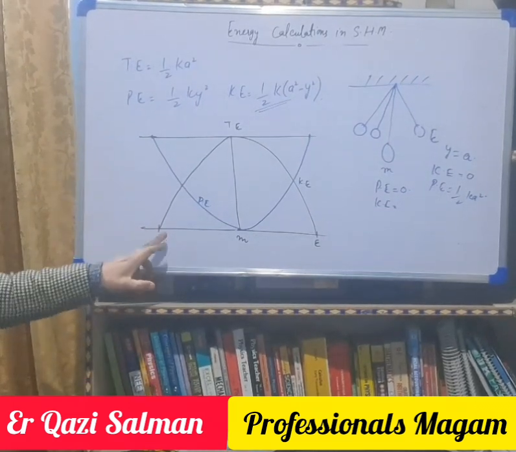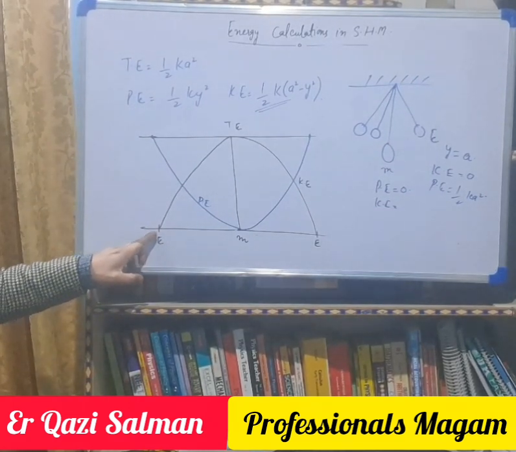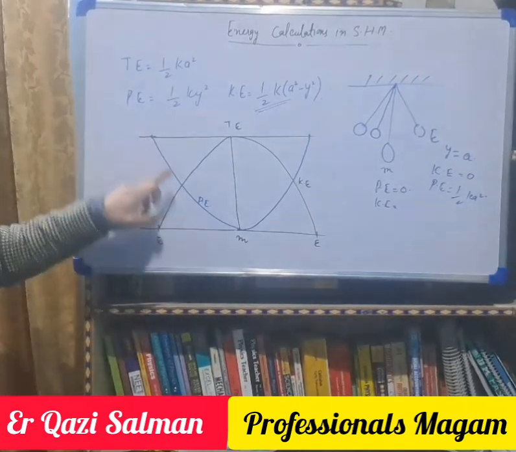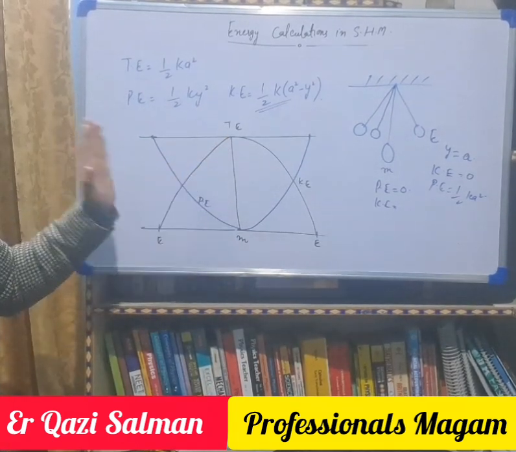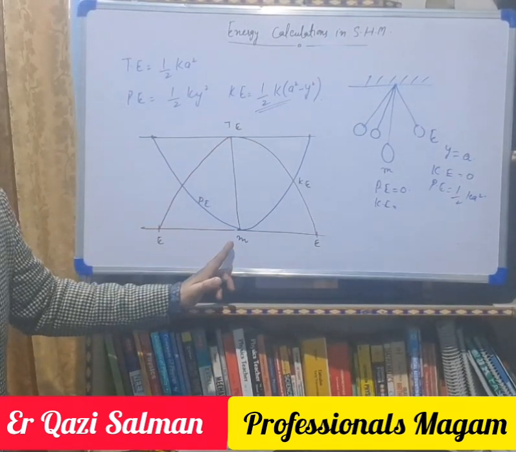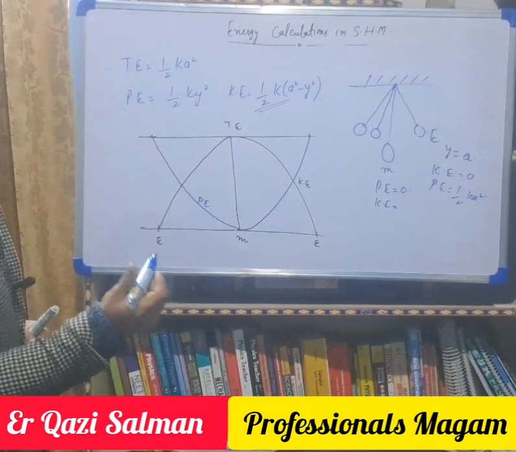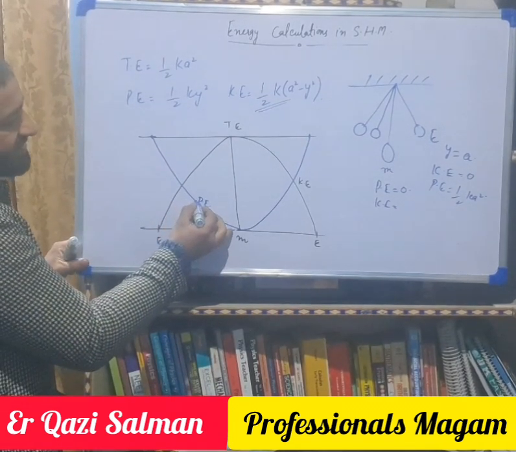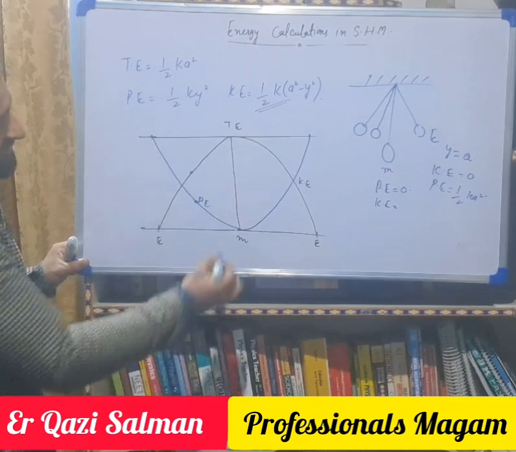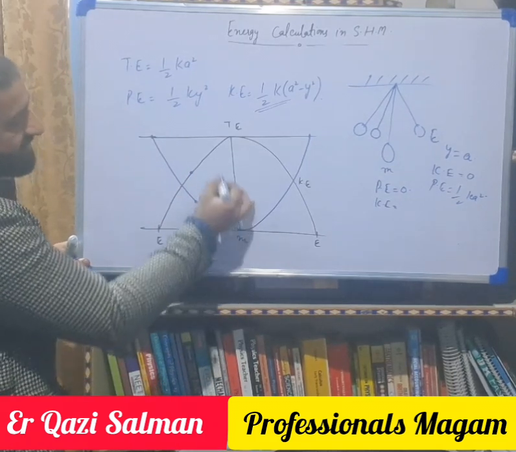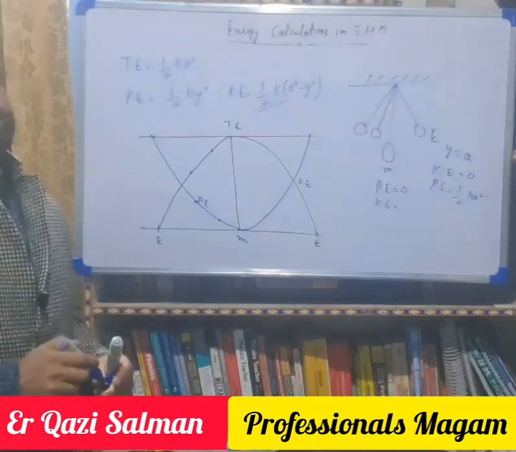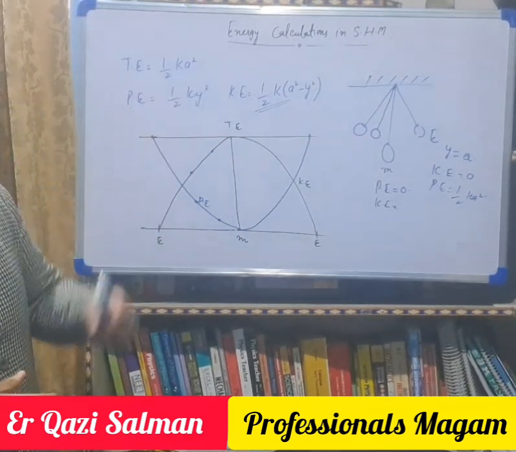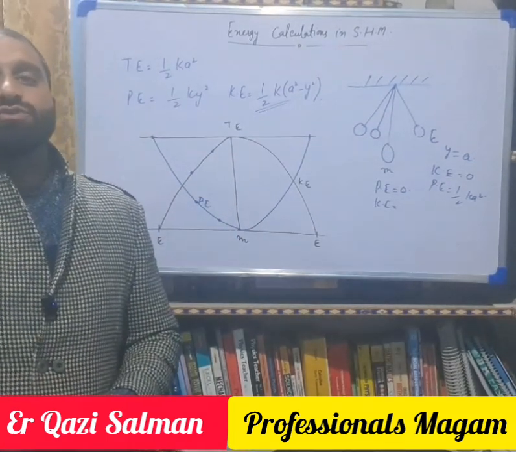From the graph it is clear that at the extreme position the total energy is wholly and solely potential, and at the mean position the total energy is wholly and solely kinetic. If we see between the extreme and mean position, the total energy will be the sum of potential energy and kinetic energy. Here it will be the sum of this potential energy and this kinetic energy, but its sum will be equal to the total energy, and that total energy is 1/2 K A².